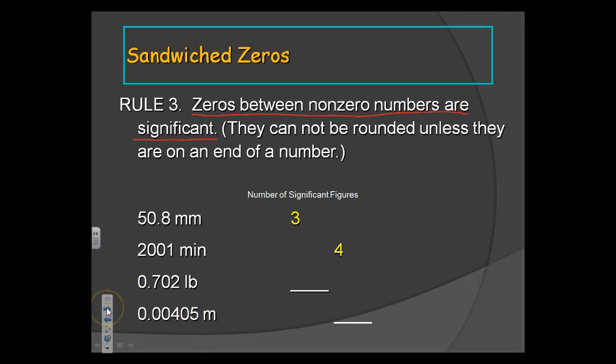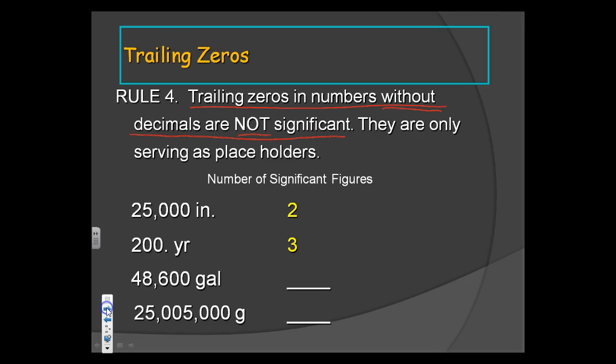Our last rule tends to be the trickiest, and it has to deal with a decimal and trailing zeros. So these are zeros at the end of a number. Trailing zeros in numbers without decimals are not significant, but trailing zeros in numbers with decimals are significant. So it's kind of a double whammy, and you kind of have to look at that one. This one, like I said, is the trickiest one, but with a little bit of practice, we'll have no problem.